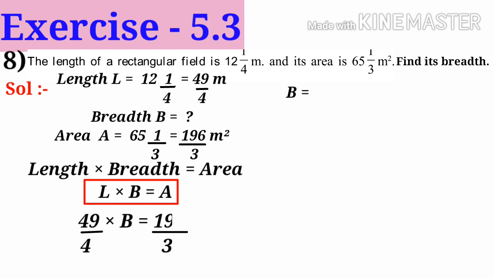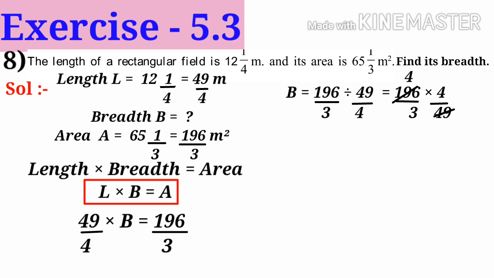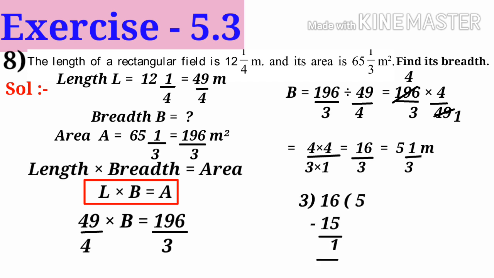So breadth B is equal to 196/3 divided by 49/4. That is 196/3 into reciprocal of 49/4 is 4/49. On simplification by 49, 49 1 ja, 49 4 ja. In the numerator 4 into 4, in the denominator 3 into 1, that is 16/3. On dividing 16 by 3, we get 5 1/3 meters.